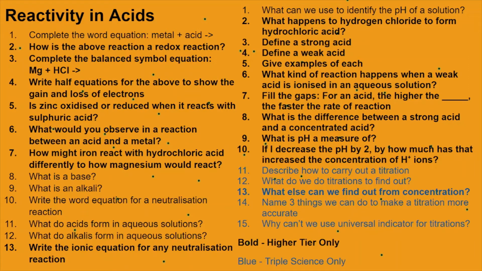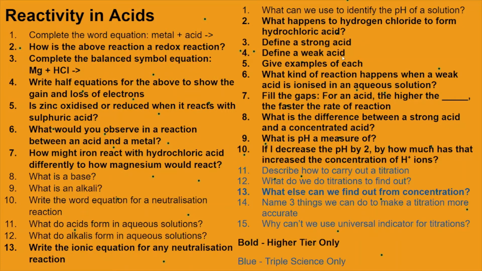There are a few examples listed in the specification. Hydrochloric acid and sulfuric acid, which we've seen in this video, are both strong acids, as is nitric acid. Whereas examples of weak acids are citric acid, for example from lemons, carbonic acid in rainwater, you may have studied that in geography, and ethanoic acid as well. So remember those just in case.